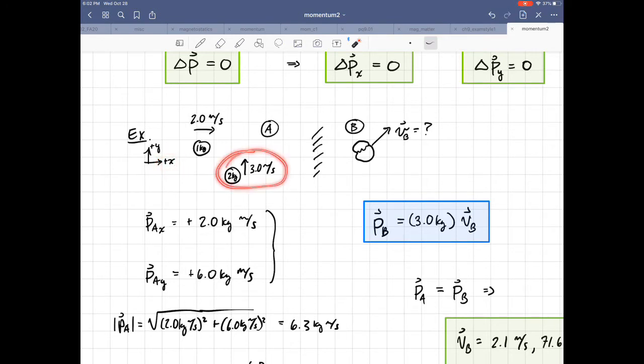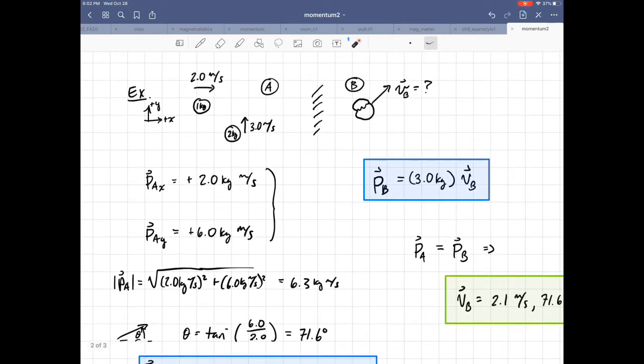There's no x momentum associated with the other object because it's only traveling in the y direction, which means when I go to calculate the total momentum in the y direction, I only have the 3 meter per second up and the 2 kilogram mass to give me a plus 6 kilogram meter per second momentum in the y direction. And so that's my x and y momentum at A.